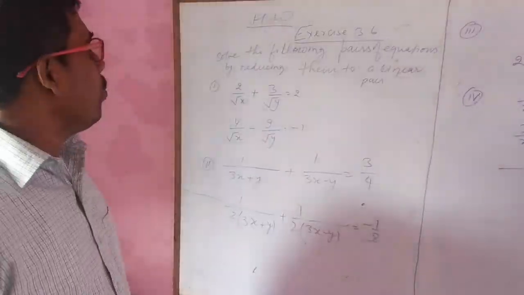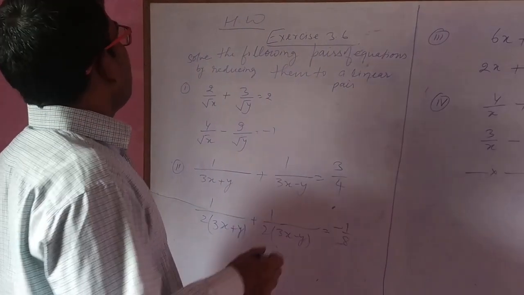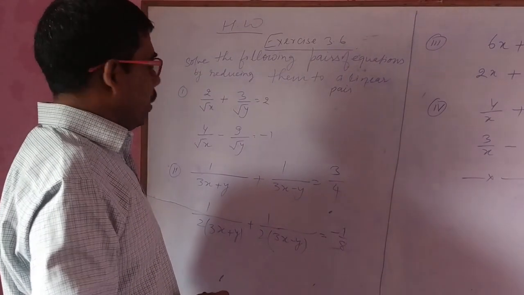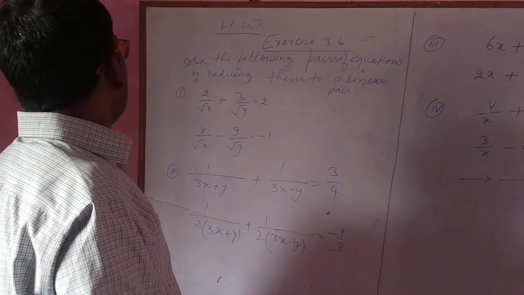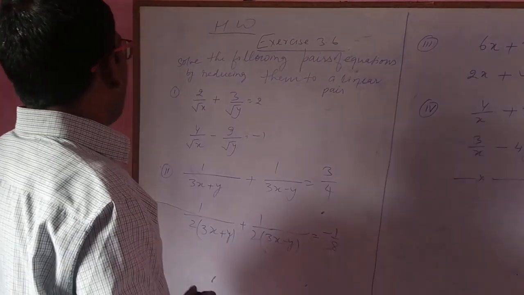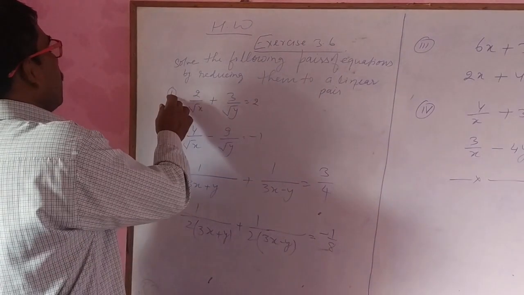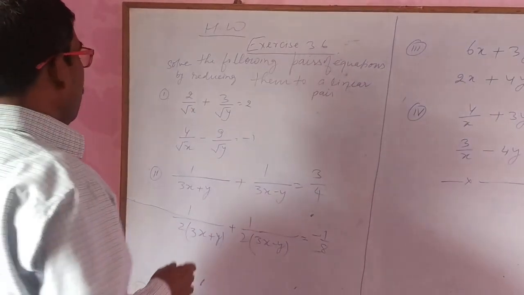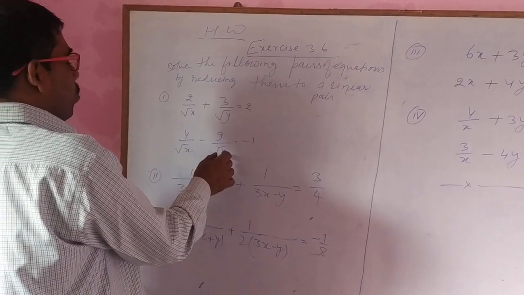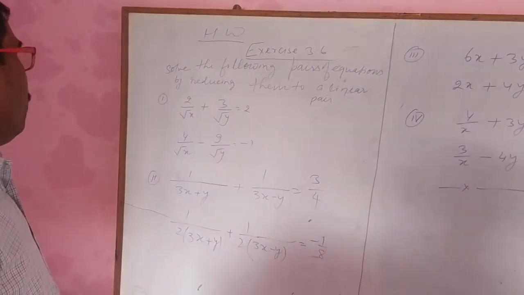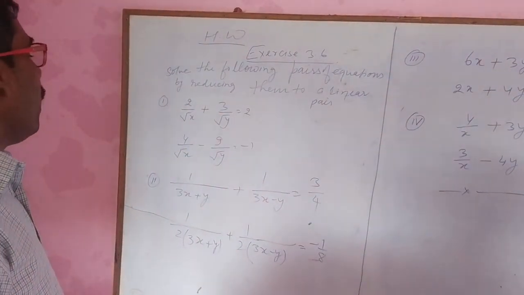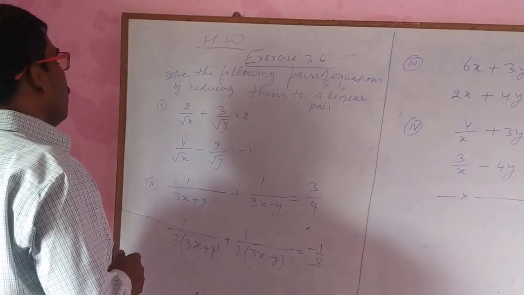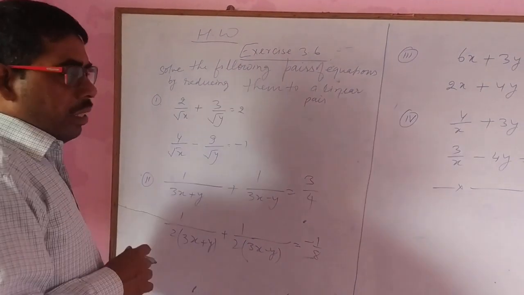Homework from exercise 3.6. Solve the following pairs of equations by reducing them to a linear pair. Here are 4 questions, and all have different types. In question number 1, 2 by root x plus 3 by root y equal to 2 and 4 by root x minus 9 by root y equal to minus 1. Here we see that root x and root y are common in both equations. Therefore, we consider root x as one variable and root y as another variable.